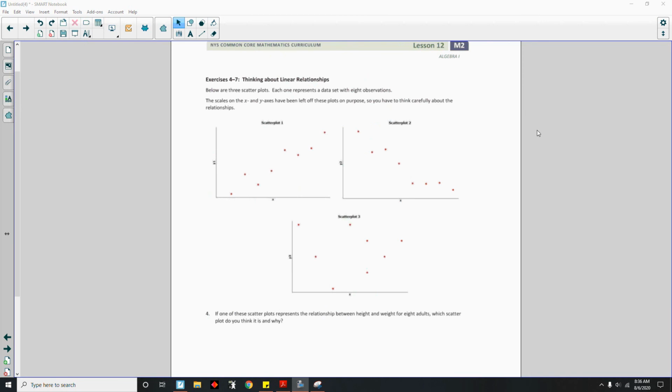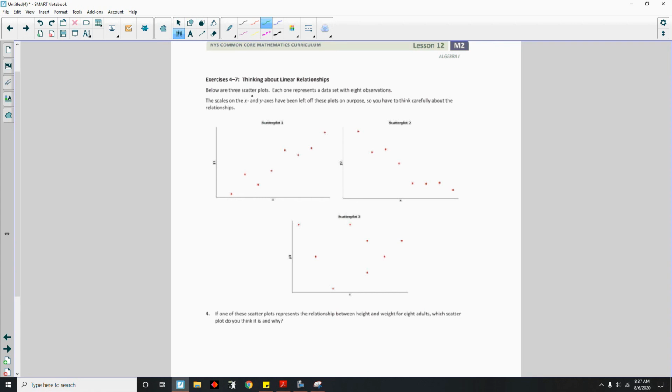Okay, page 3, exercises 4 through 7. Think about linear relationships. Below are 3 scatter plots. Each one represents a data set with 8 observations. So an observation is an actual point. So 1, 2, 3, 4, 5, 6, 7, 8, and so on. So 8 observations in each one.